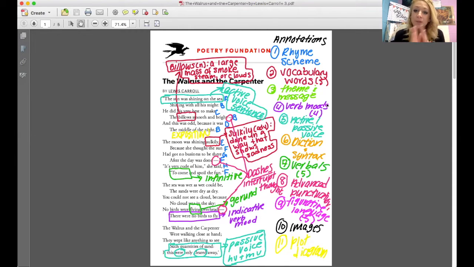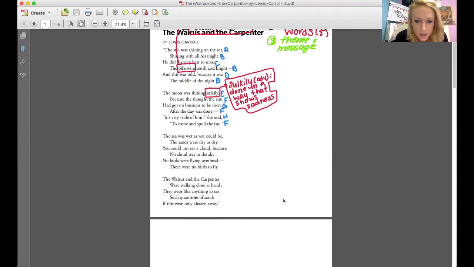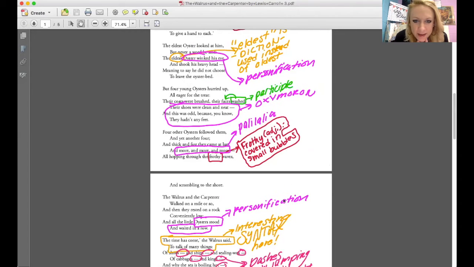If you forget that, you can go back to supportive resources, open up all the resources on verbals, and you can use that to support you. So for example, to come, to plus a verb, infinitive. The birds were flying overhead, flying, gerund. There's a really good participle in here.